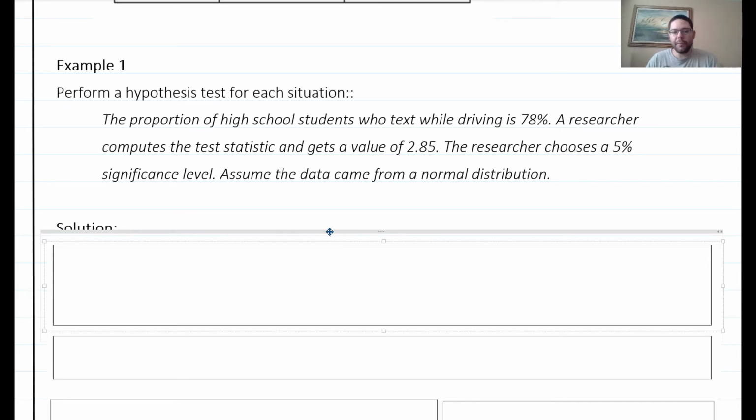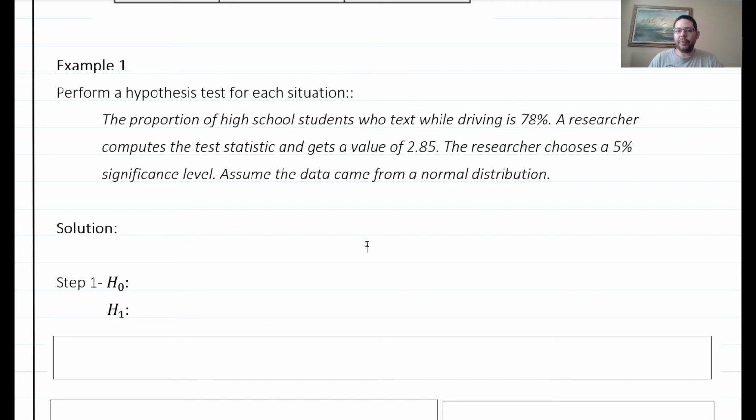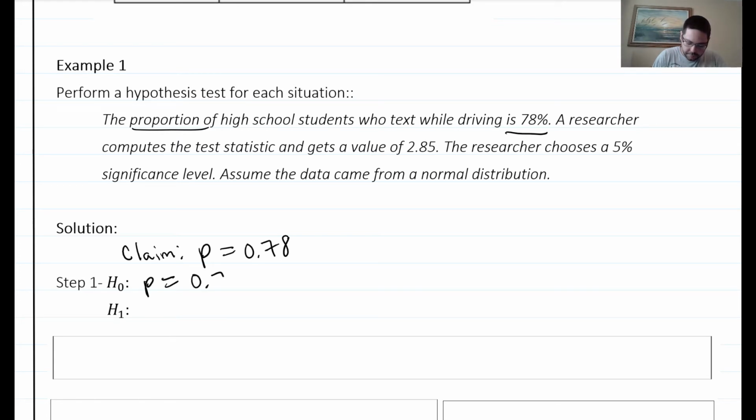All right, so first step, remember that the first step is to determine your hypothesis statements and your claim. So here, let's go ahead and write our claim, that the proportion, P, of high school students is 78%. So that means it's equal to 0.78. Make sure you convert that to a decimal. So that's your claim. Where does that claim belong? Well, that's a statement of equality, so that belongs to the null. So our null is our claim, or our claim is our null.